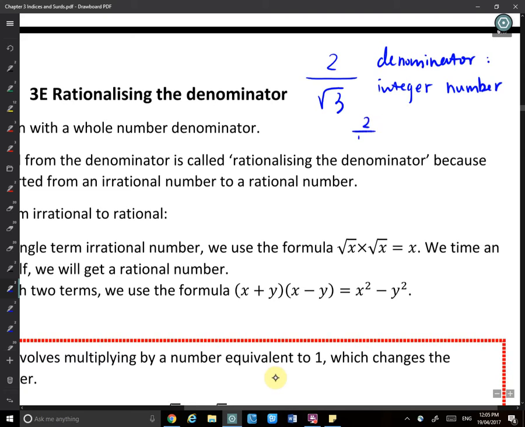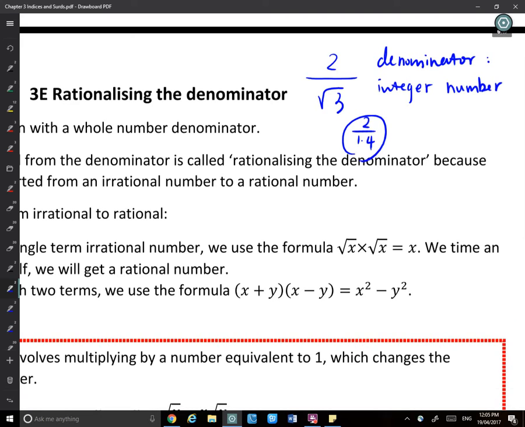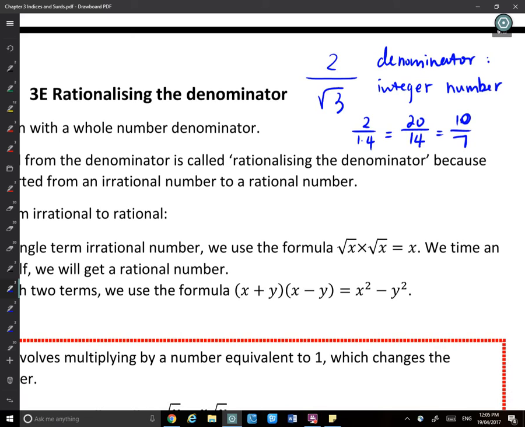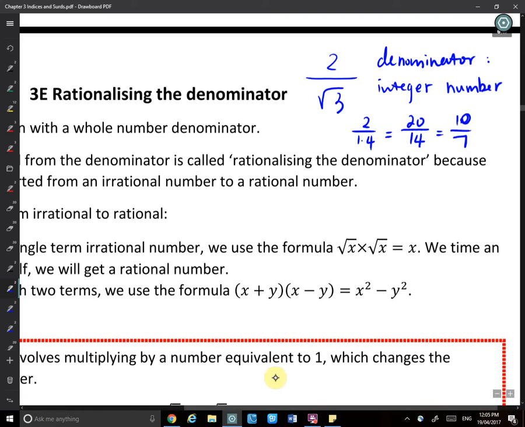For example, 2 on 1.4 is not that great. We don't want 2 over 1.4. The denominator is not a whole number. We want to see the denominator as a whole number. It looks more neat. So what we can do is make it 20 over 14, and then I can do 10 over 7. I increase both top and bottom by 10 times, and then simplify by dividing by 2. That's what we do if we have a decimal denominator.